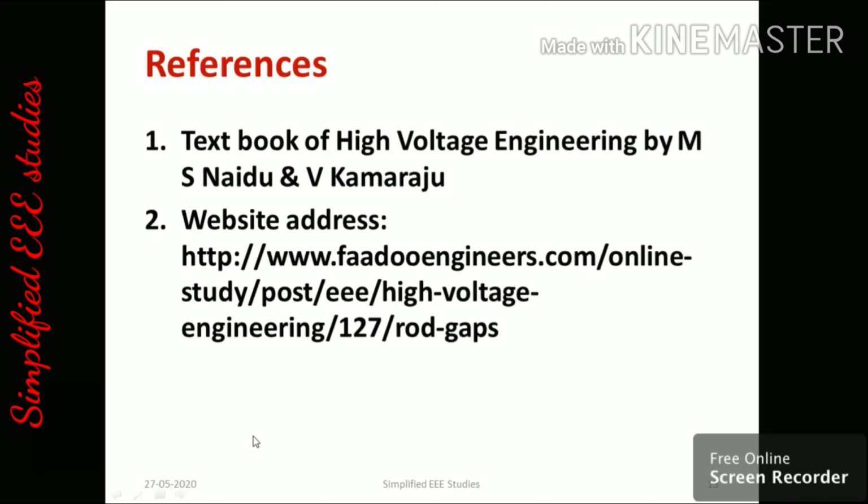Thereafter, we found one formula to calculate the breakdown voltage. One theoretical equation is available to calculate the breakdown voltage, and in that there are different constants A and B, and how to calculate A and B. A depends on the polarity, and B can be calculated by using the slope of the curve between spark over voltage versus gap distance. So these are the things which we discussed in this session. These are my references.